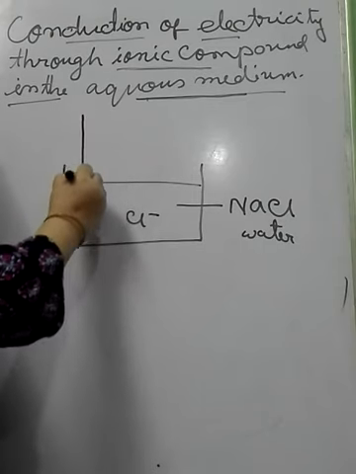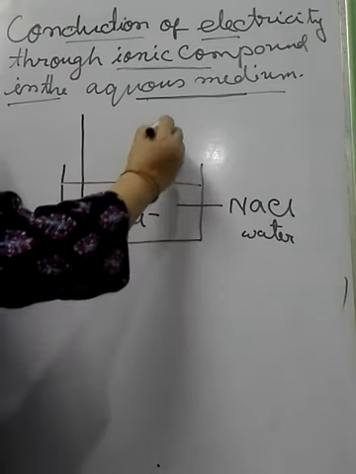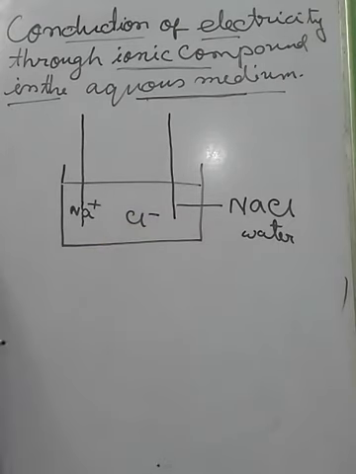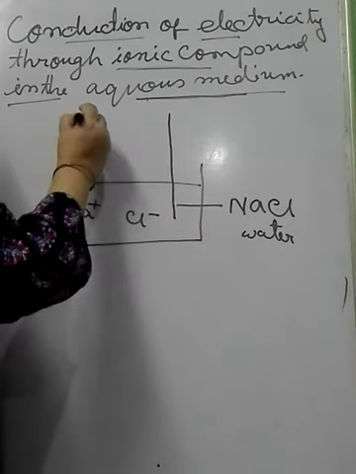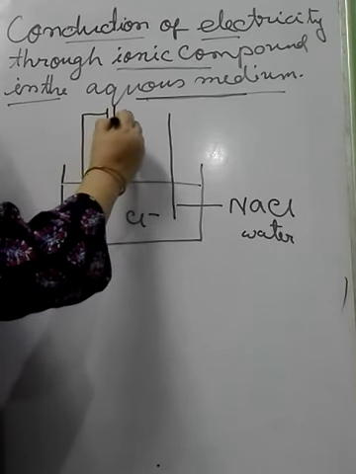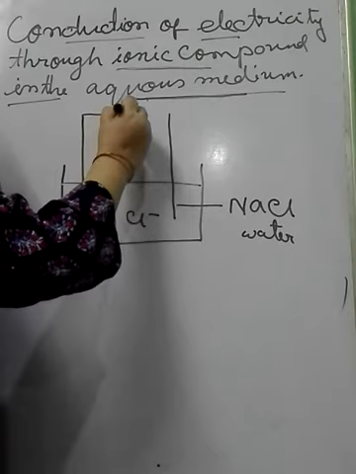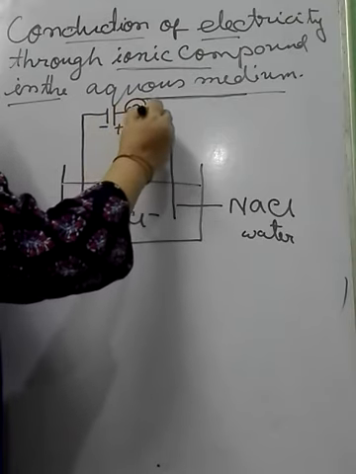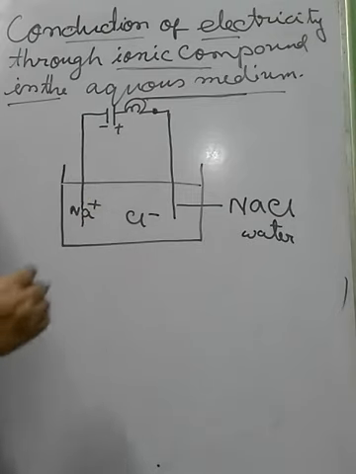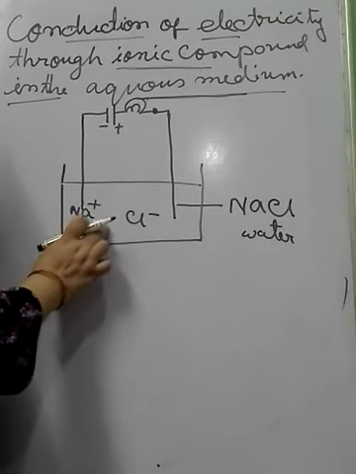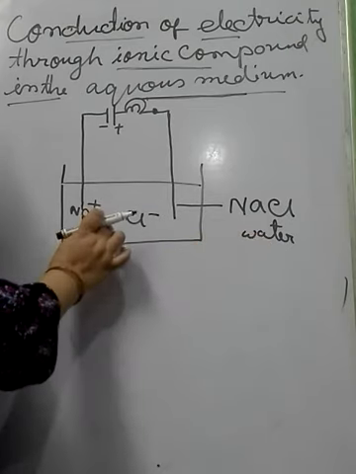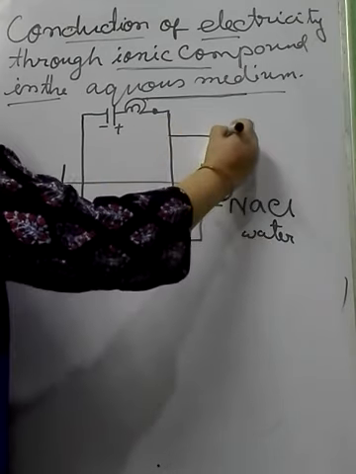Now we are putting two graphite rods here. Graphite is carbon, but it is a good conductor of electricity. This graphite rod is connected to the battery. There is a bulb in the middle and there is a switch here. So this is the circuit I have prepared. This is a beaker or any container where I am taking the sodium chloride solution. These two are the graphite rods.